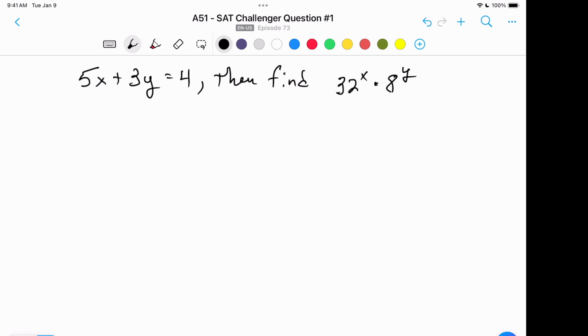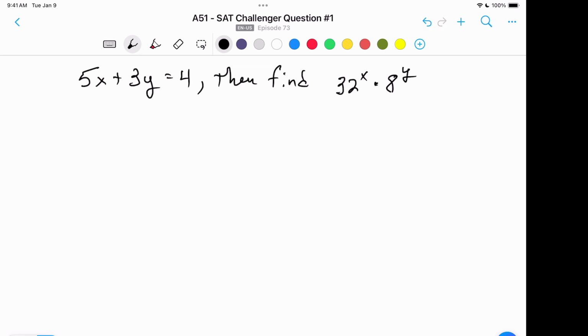The SAT challenge. Question number 1 today is going to be 5x plus 3y equals 4. Then find 32 to the x power times 8 to the y power. Now that sounds like it might be very, very hard, but it's not really that hard. Sometimes if you can't figure out what the problem is, just play around and manipulate things.